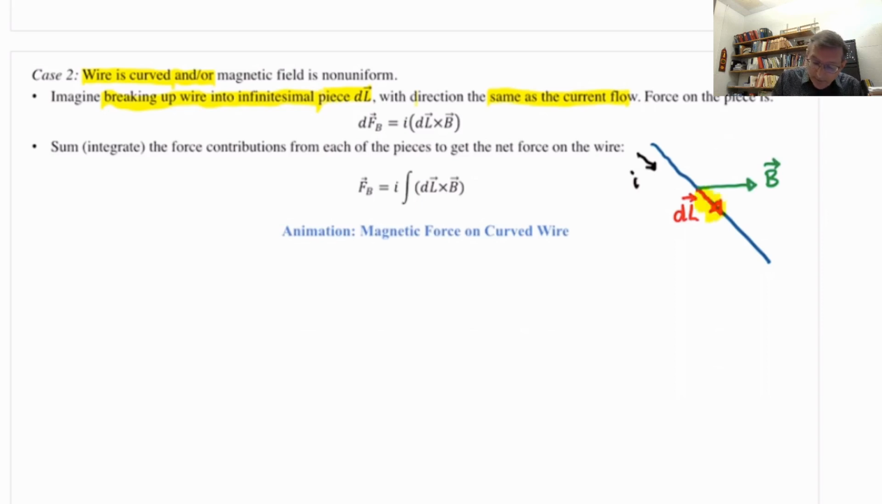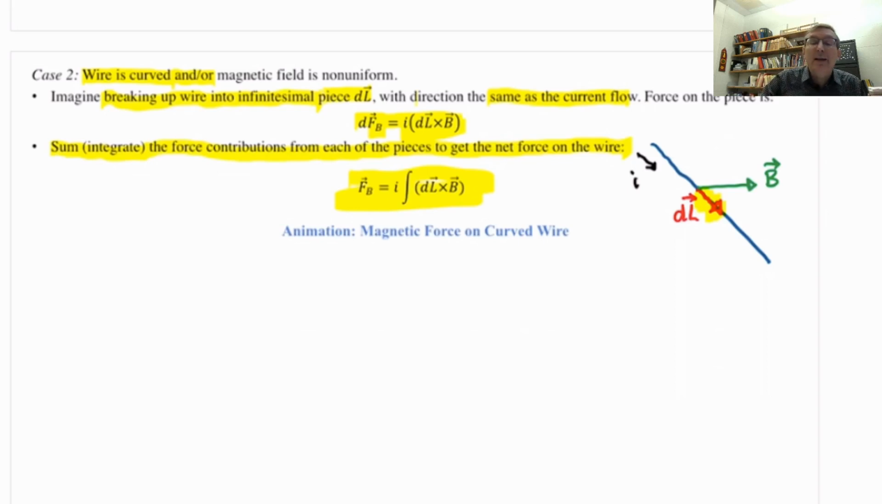And then you'll get a tiny little force, dF magnetic, and it'll be I times dl cross B, just for that one little piece. And then what you've got to do is that same thing for every little piece, and get the force on each little piece, and add them all up, but they're all vectors, right? So you've got to sum, which means integrate, the force contributions from each of the pieces to get the net force. There it is. You have to do an integral. You can bring the I out front because I'm assuming the I is the same at every location in the wire. So I have to do the integral of dl cross B.